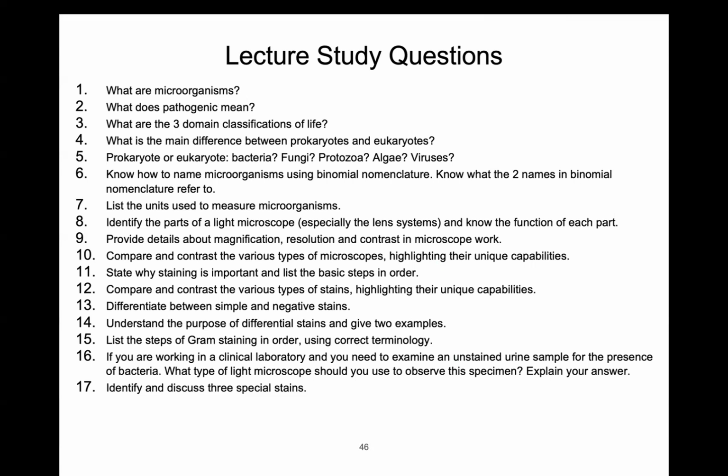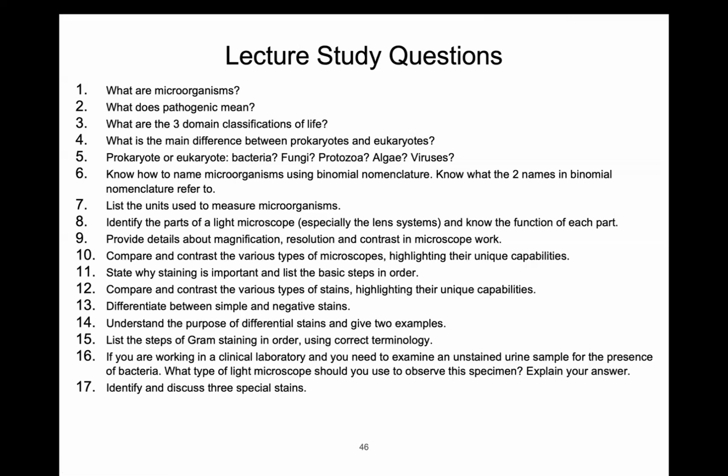What are the 3 domains of life? The 3 domains of life are bacteria, archaea, and eukarya. Viruses do not fall in any of these because viruses are not alive. What's the main difference between prokaryotes and eukaryotes? Prokaryotes do not have a nucleus. Eukaryotes have a nucleus. Prokaryote or eukaryote: bacteria are prokaryotes, archaea are prokaryotes, fungus, protozoa, and algae are eukaryotes, and viruses are neither because they're not alive.